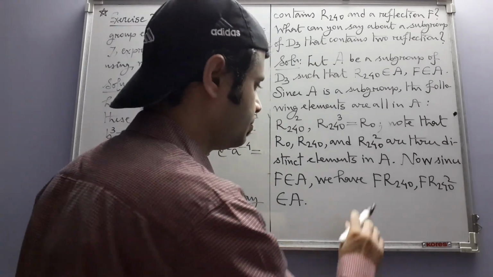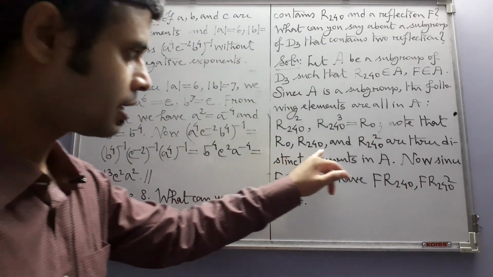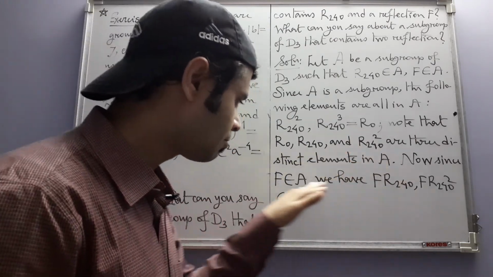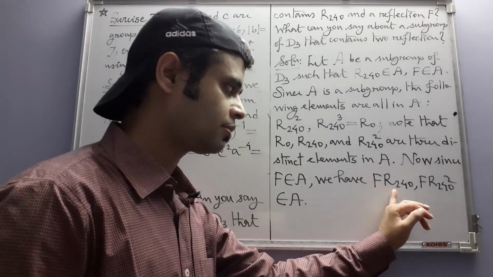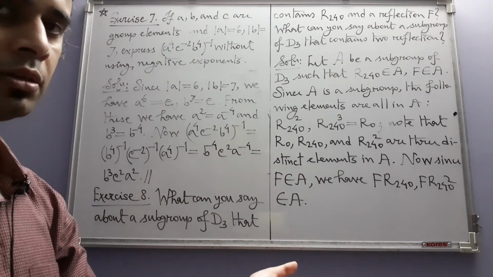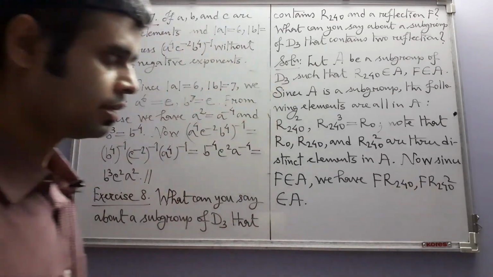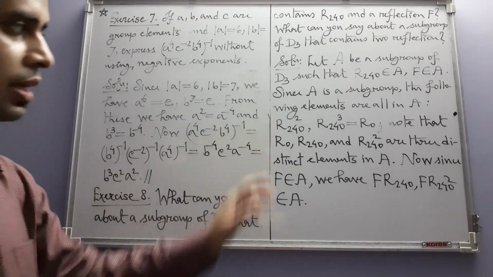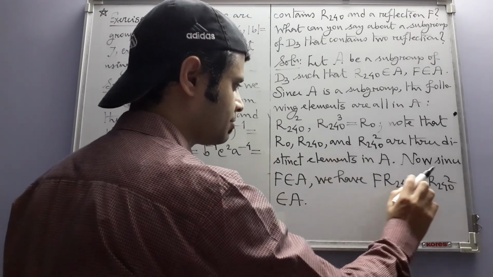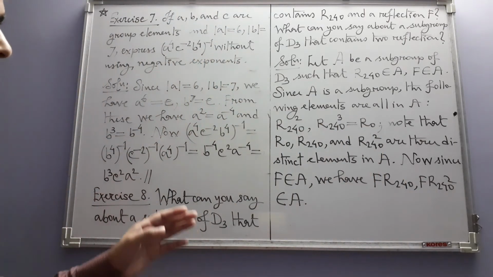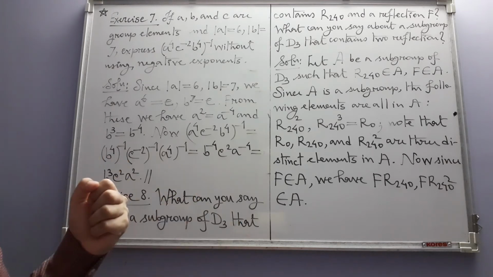What more is true, these elements are also distinct from these elements because these are rotations. However, this one is a reflection, it's given to be a reflection. This one is a product of a rotation and a reflection, so it has to be a reflection because it ultimately changes the orientation. Just like that, this one also is a reflection. So we have actually got how many elements? 1, 2, 3, 4, 5, 6 elements in the subgroup A. But we know that D3 itself has 6 elements, so that means A has to be equal to D3.